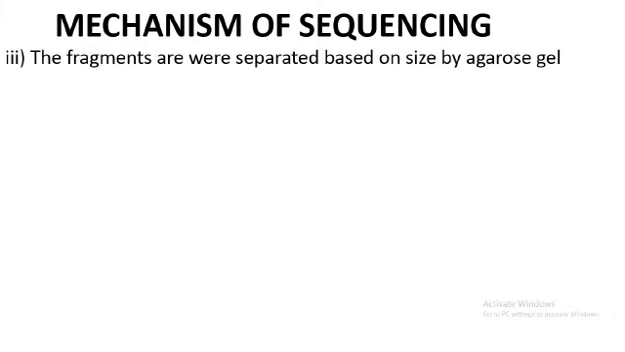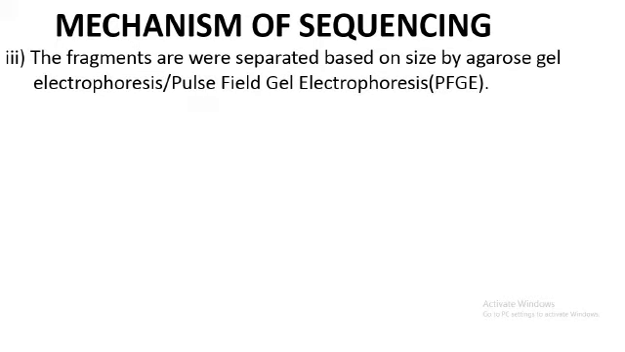The third important step is that the fragments which are broken down are separated by a technique called agarose gel electrophoresis, or pulse field gel electrophoresis. In the phenomenon of electrophoresis, the DNA fragments are separated based on their size. Again, regarding gel electrophoresis, the technology will be better understood when you study biotechnology, the first chapter. Okay, so that is very simple.